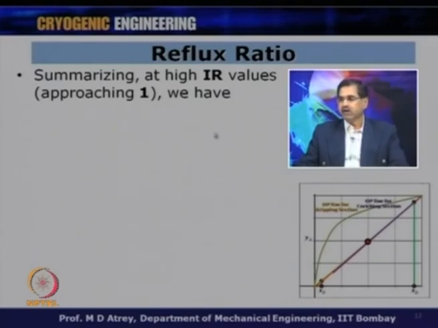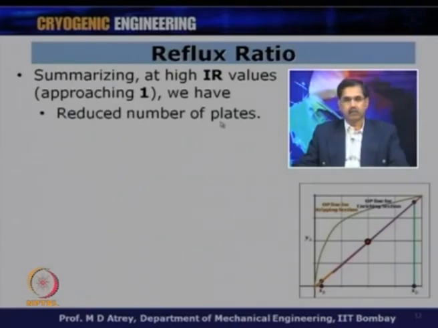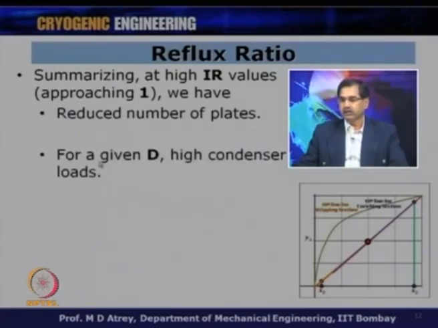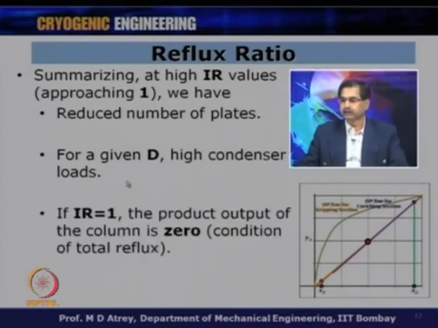If I get a high IR value which is approaching 1, then we have a reduced number of plates, which we just saw. Then for a given D, suppose I have fixed some value of D, we get a high condensation load. If I get an IR value approaching 1, then I will have a high condensation load. That means a higher cooling effect is going to be required if I try to move towards the diagonal, all right.